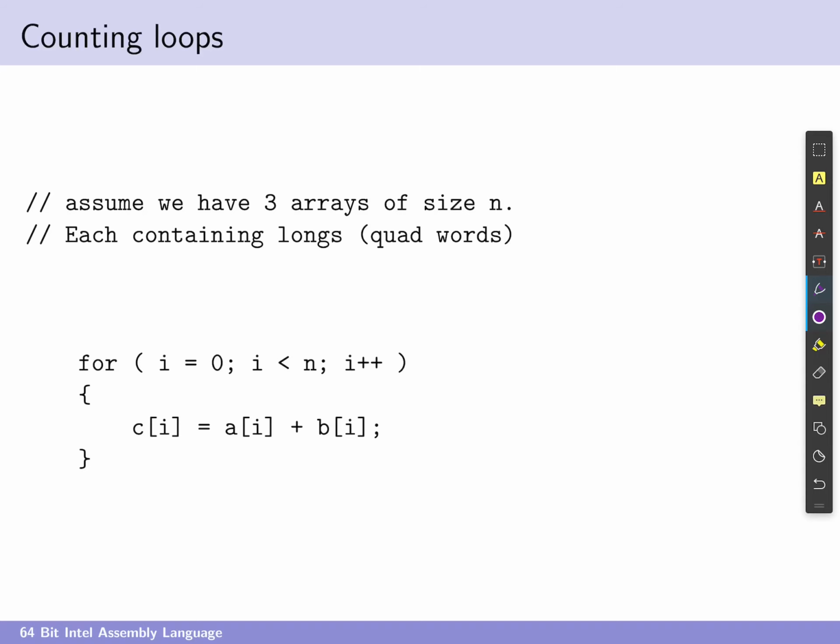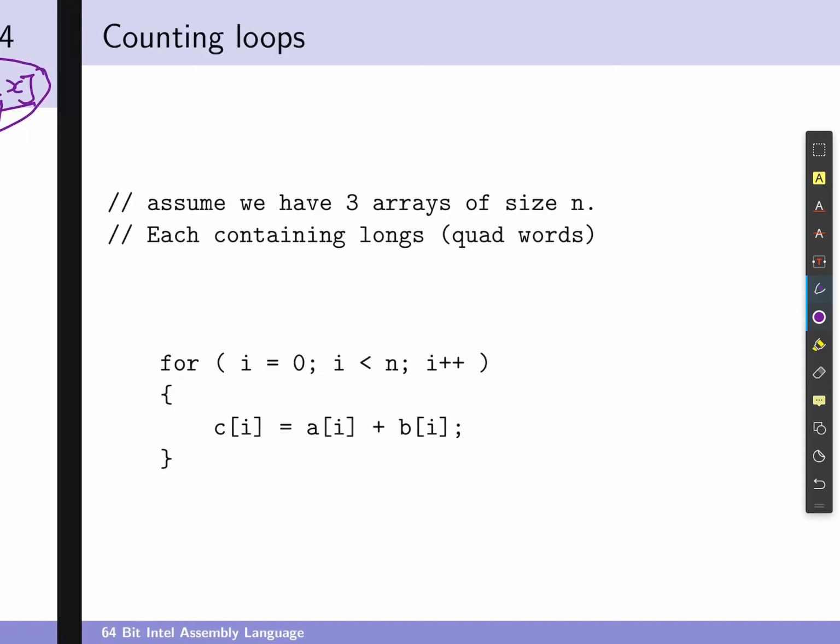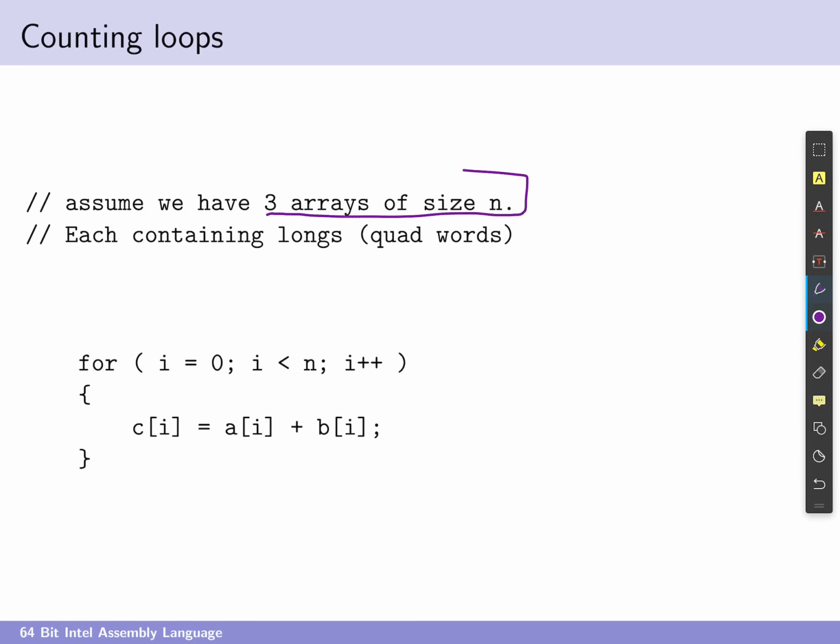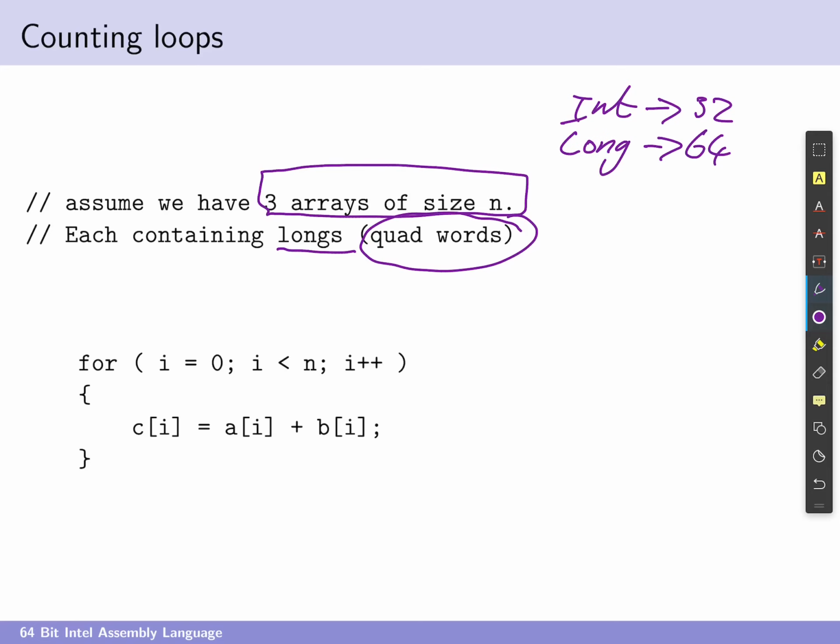So for this example, we're going to assume we have 3 arrays of size n. And for simplicity, we're going to say that each element in this array is a long. So a long is a quad word. Just in case you don't recall, an int in C or C++ on 64-bit Linux would correspond to 32 bits, and a long would correspond to 64 bits. So if you see an equation where I say the function, for example, takes in an int, it means that it's taking in a 32-bit value. And if we say that the function is taking in or returning a long, it's referring to a 64-bit value.